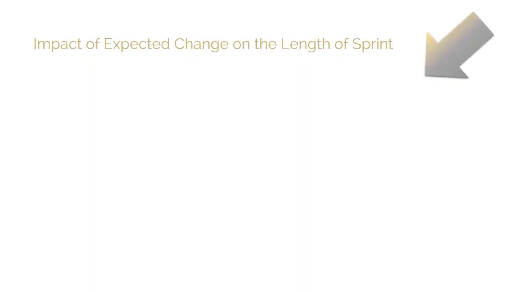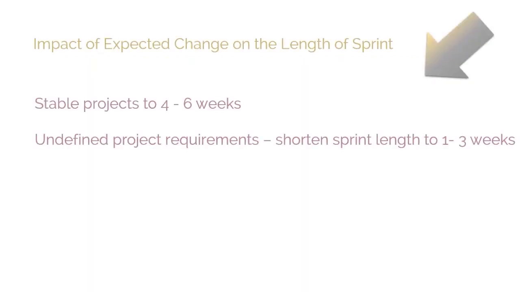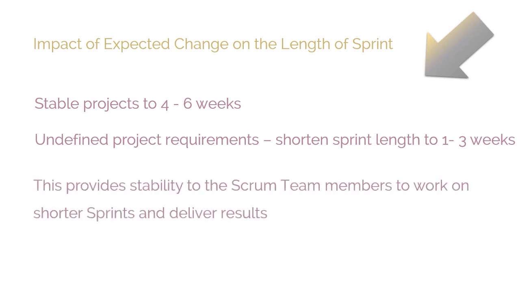If project requirements are generally stable and major changes are not expected in the near future, the length of a sprint may be set to be longer, 4 to 6 weeks. If project requirements are not very well defined, or if significant changes are expected in the immediate future, the length of a sprint may be relatively shorter, 1 to 3 weeks. This provides stability to the Scrum team members to work on shorter sprints and deliver results.